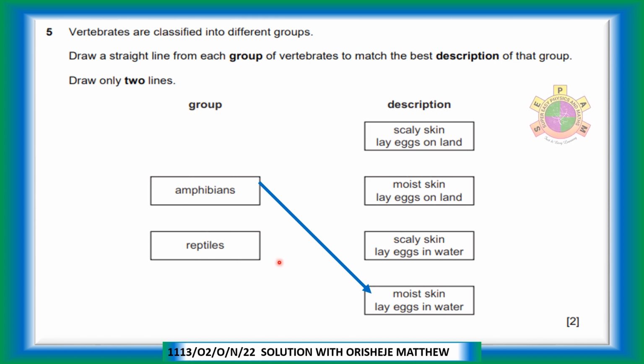The next one is reptiles. Reptiles have scaly skin and they lay eggs on land. So lizards and snakes belong to this group. These are the correct descriptions of amphibians and reptiles when it comes to the nature of their skin and where they live.